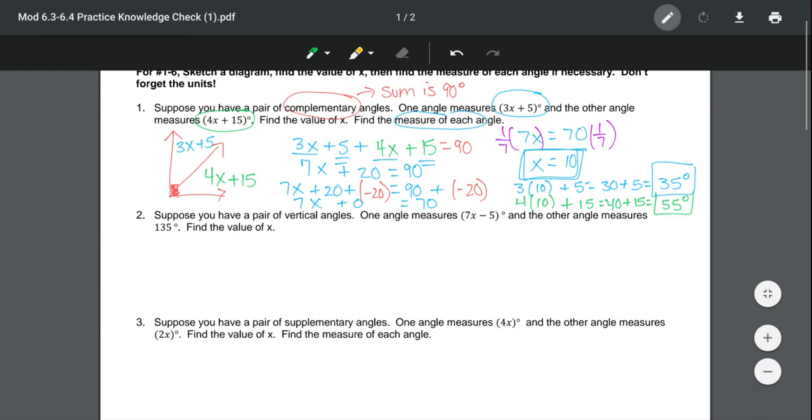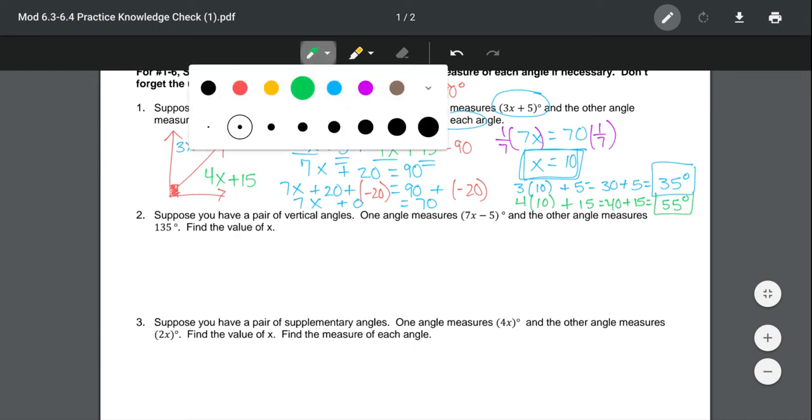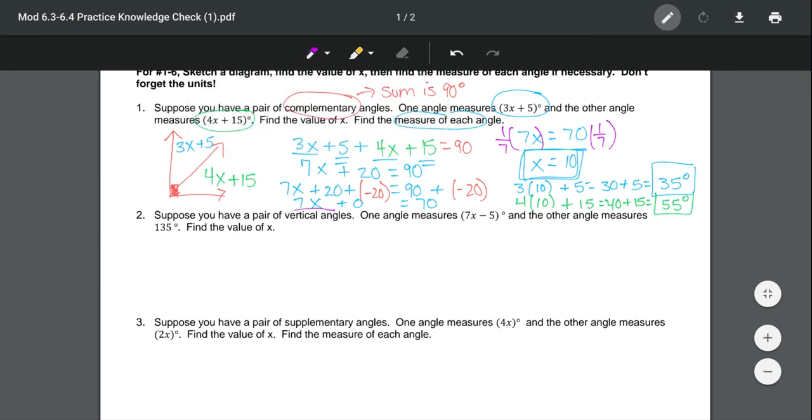Okay, example number 2. Suppose that you have a pair of vertical angles. So one angle is 7x minus 5 and the other angle is 135 degrees. Find the value of x. So let's sketch a picture of vertical angles. So vertical angles are across from each other and they're also congruent. And congruent means that they're equal in measure. So you want to remember that for your quiz.